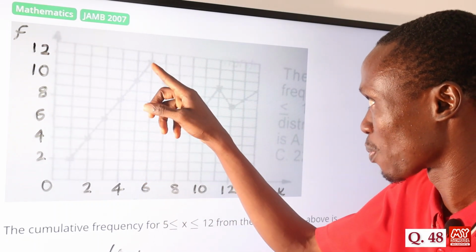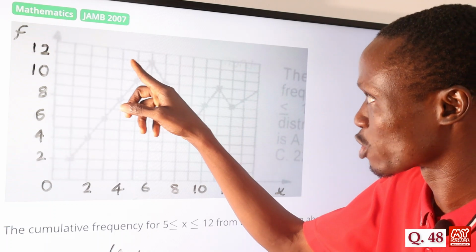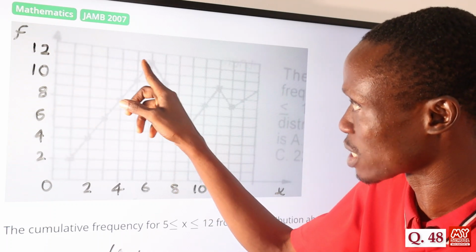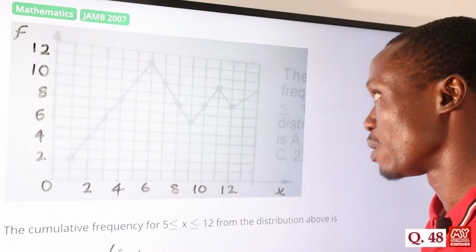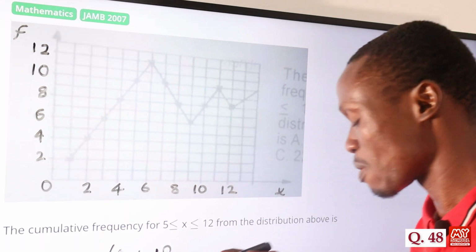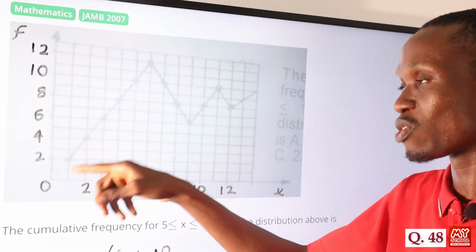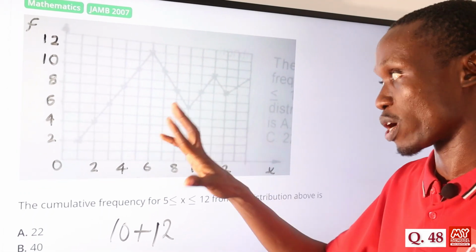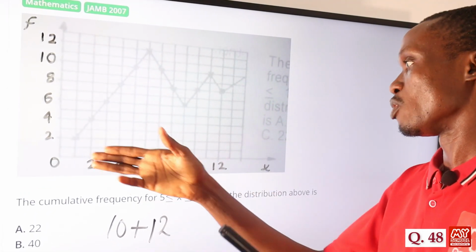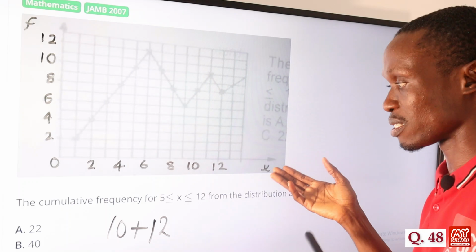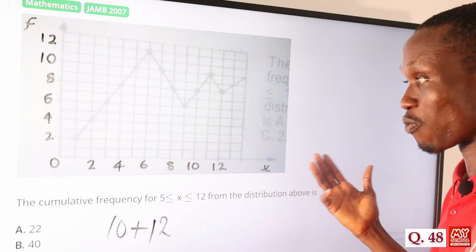Now we do the same thing for 6. If we trace it up until it meets the curve, then trace it horizontally to the vertical axis, we'll be having plus 12. Now remember that the vertical axis represents the cumulative frequency, while the horizontal axis represents the value of x.